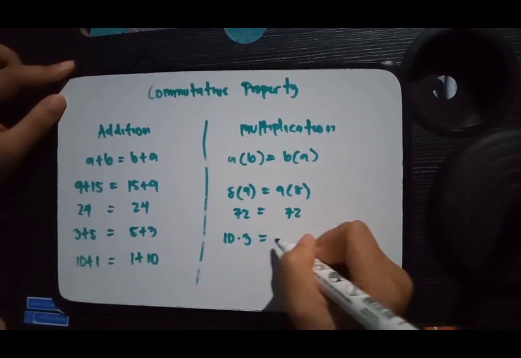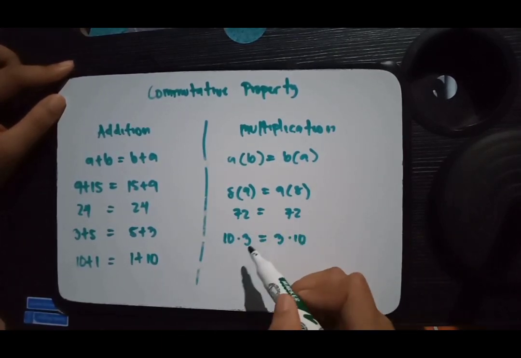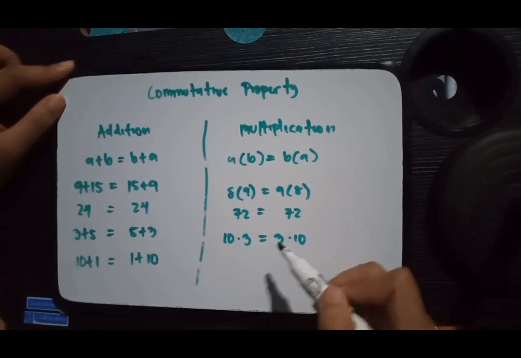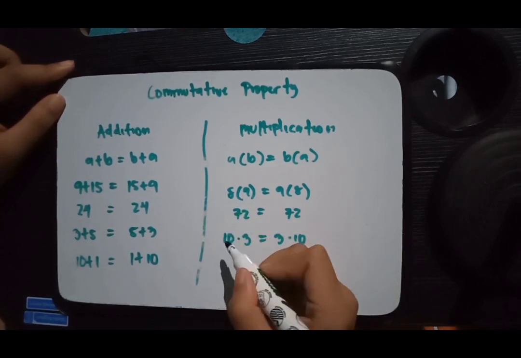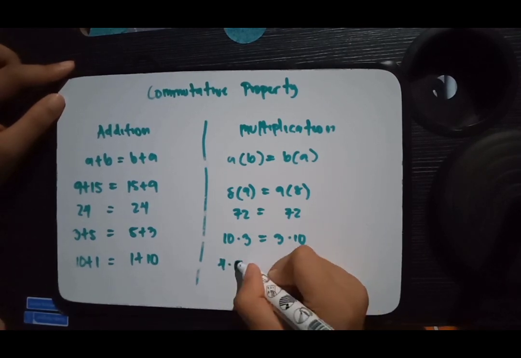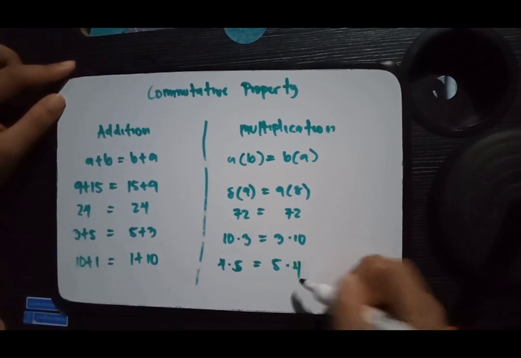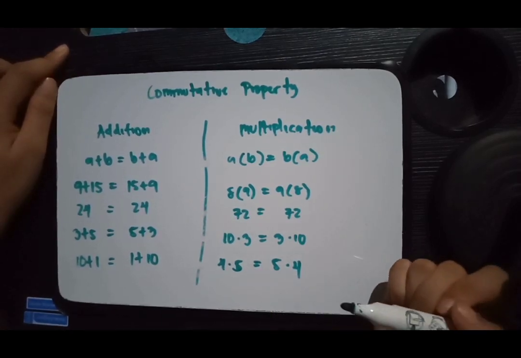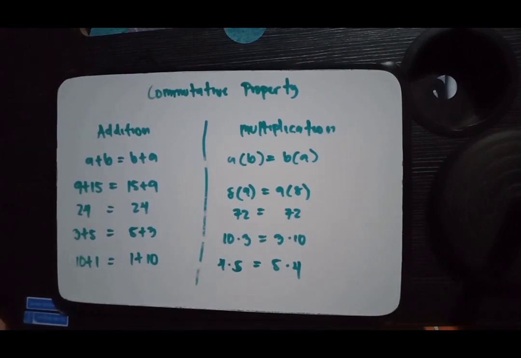Another example is 10 times 3 is equal to 3 times 10. 10 times 3 is 30. 3 times 10 is also equal to 30. Another example, 4 times 5 is equal to 5 times 4. 4 times 5 is 20. 5 times 4 is also equal to 20. So, the order of the factors does not affect the product.